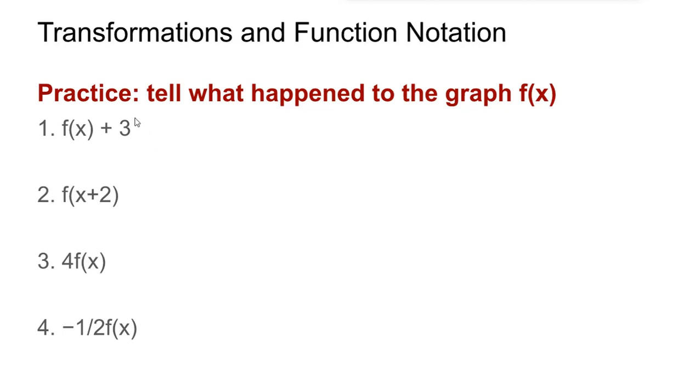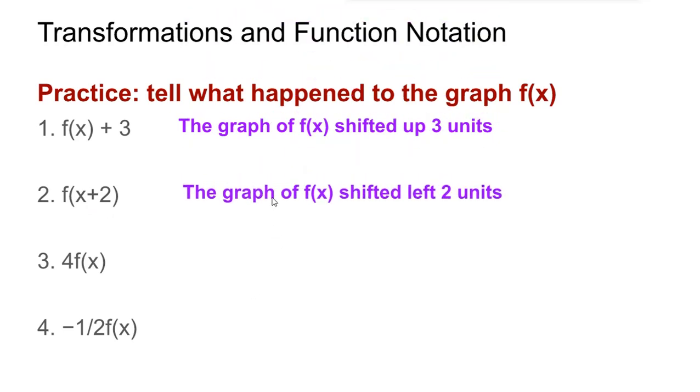So in this question, number 1, tell me what happens to the graph of f of x if I add a number to the end. Yeah, the graph shifts up by 3. So tell me what happens to the graph of f of x if I take a number and add it to just the x's. Yeah, the graph is going to shift to the left by 2. So why don't you try number 3 and 4 on your own and pause the video and then start back up again and then we'll compare our answers.